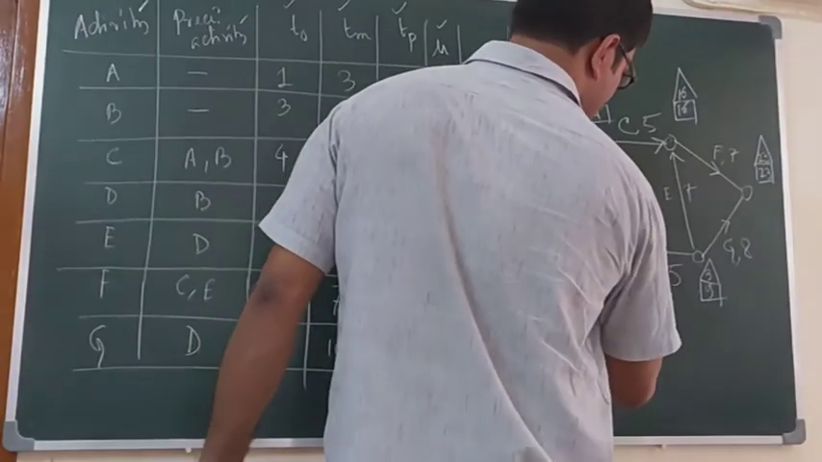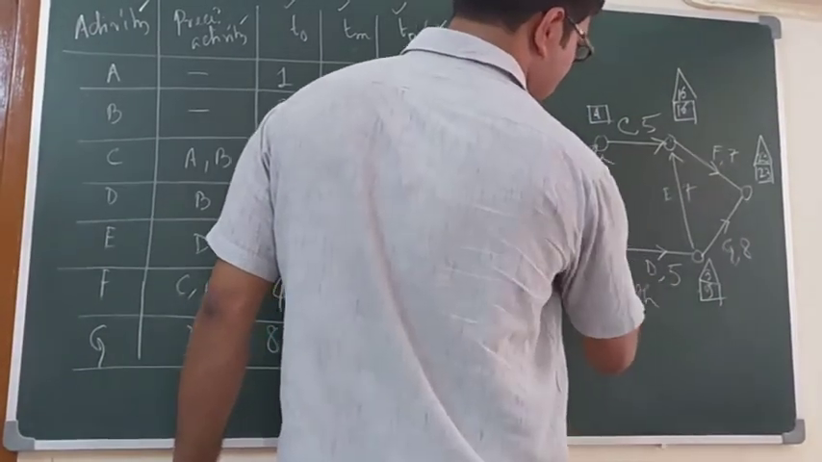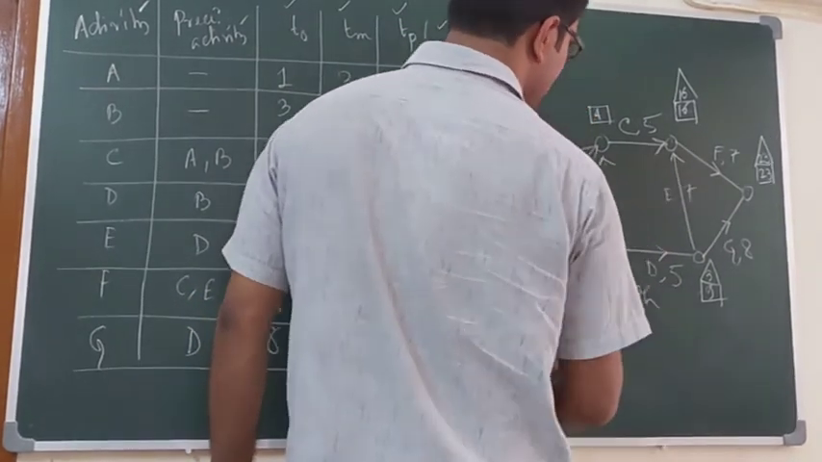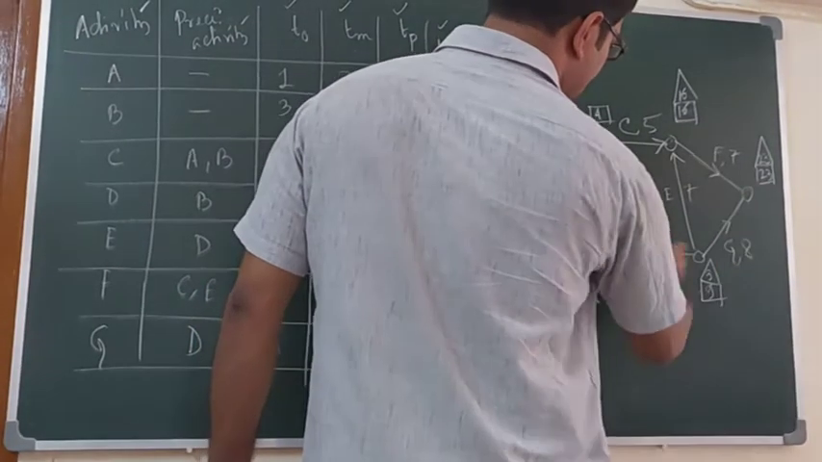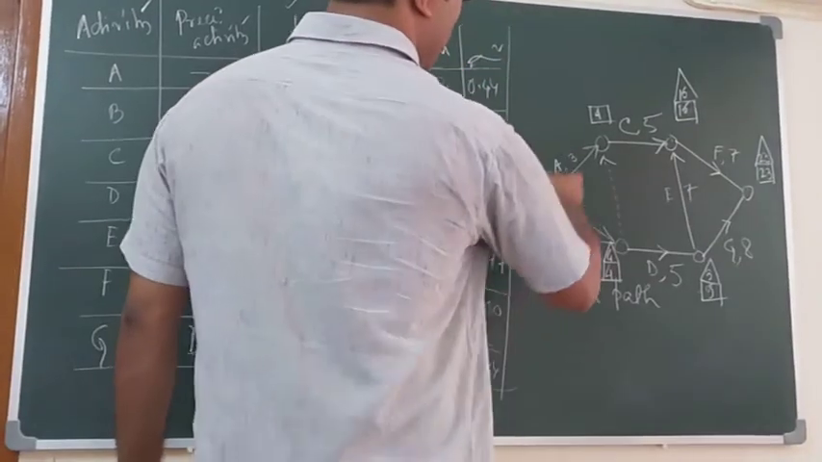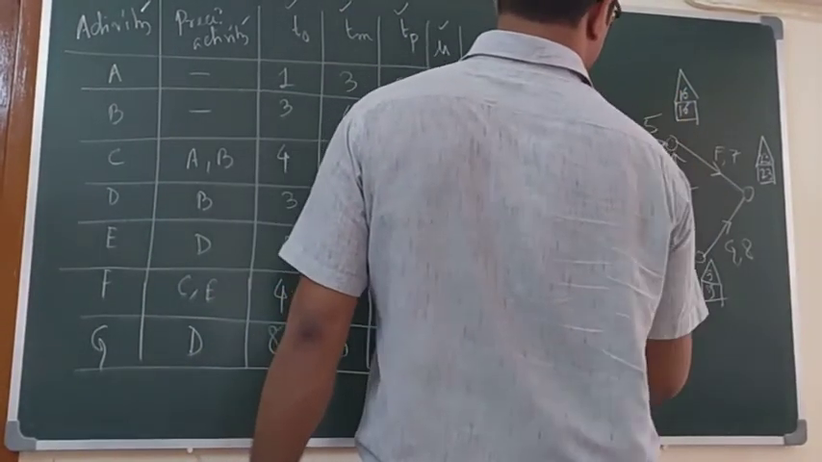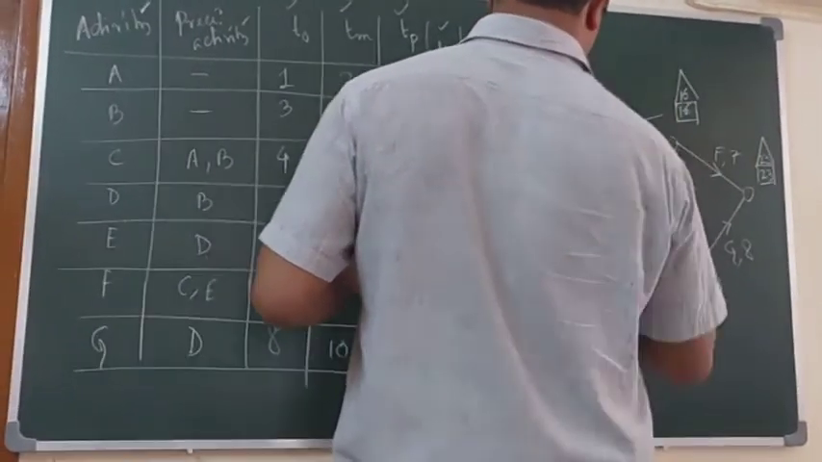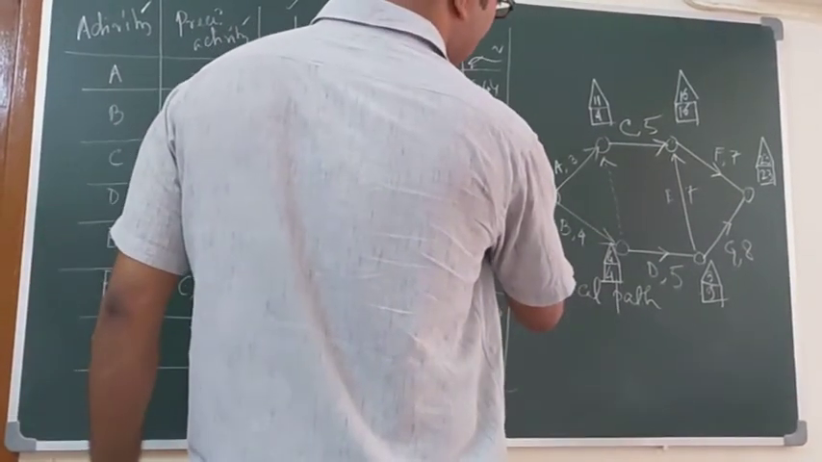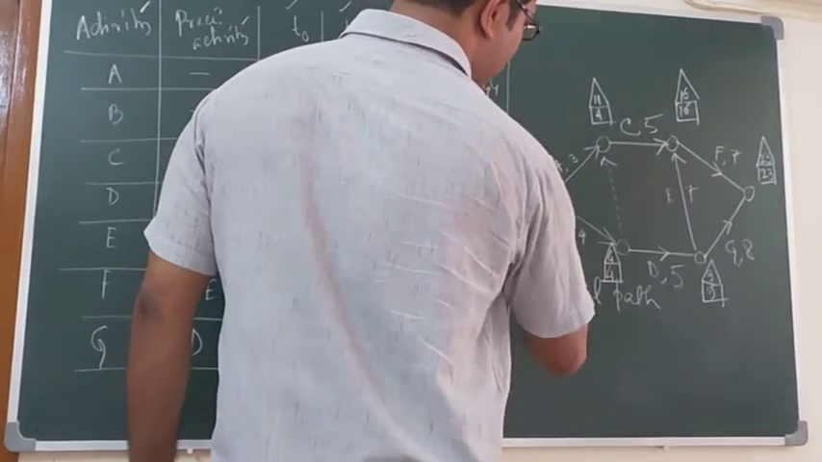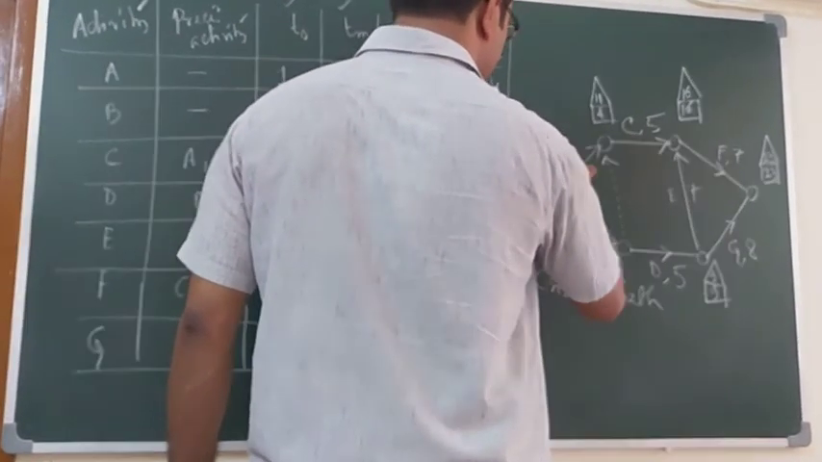Next, calculate this one. From this point we have two outgoing edges, we have to take the minimum value. 4 minus 0 or 9 minus 5, both are the same, so 4. Next, this is 16 and this is 5, so the value is 11. Next, for this one we have two outgoing edges, whether 11 minus 3 is minimum or 4 minus 4 is minimum. 4 minus 4 is minimum, so 0.